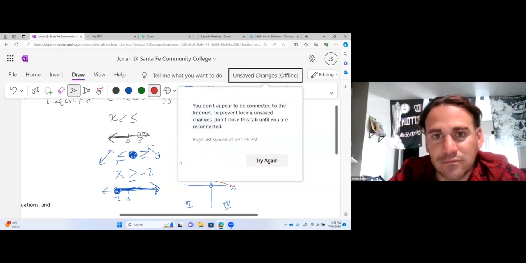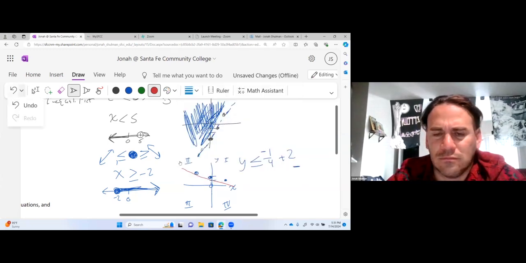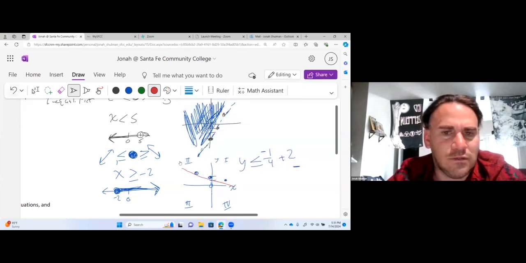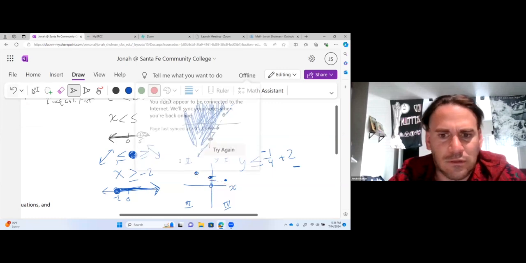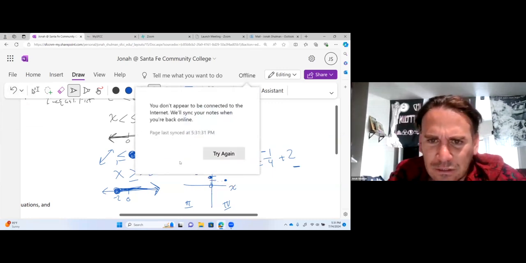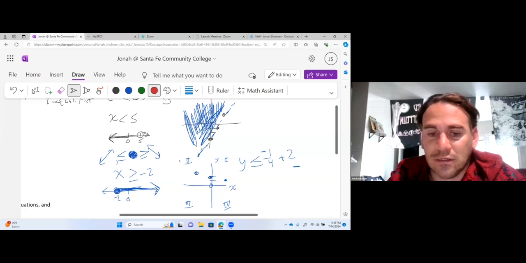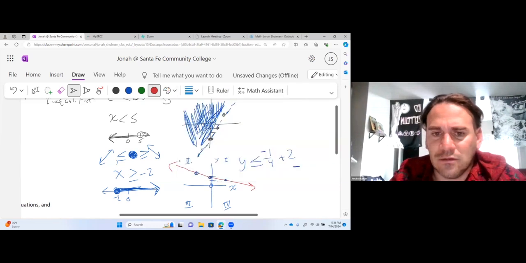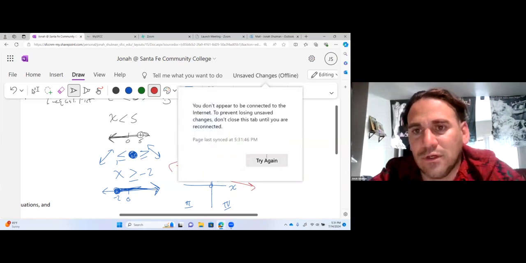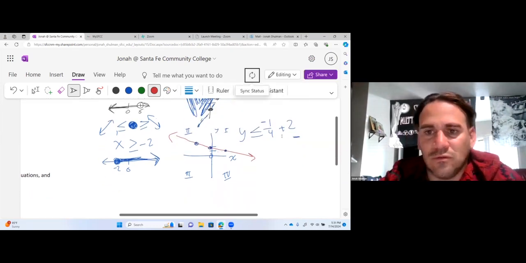Oh, I missed it. This line is going to be solid. I guess I've lost internet for a second. So solid line, and because it's less than, okay, I see you. We're going to shade everything below it. So hopefully that's clear.